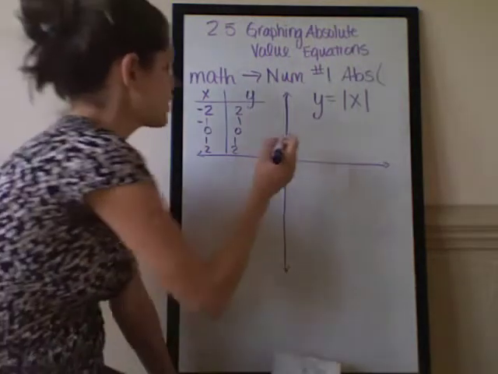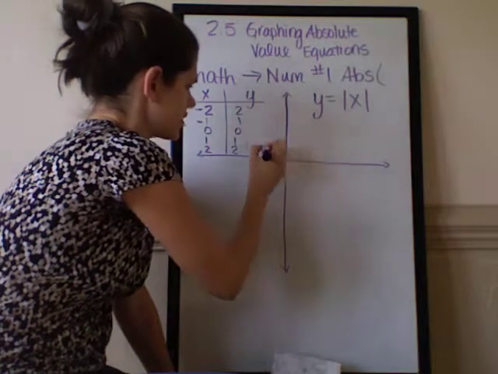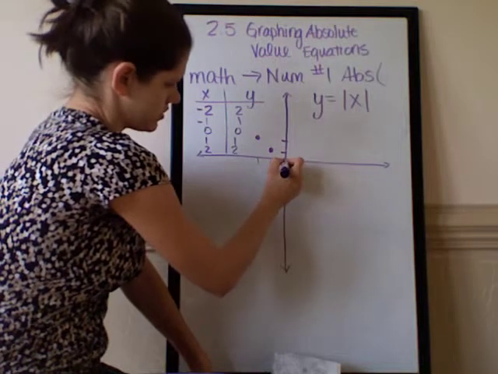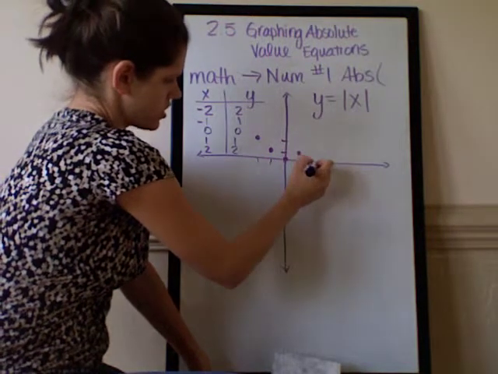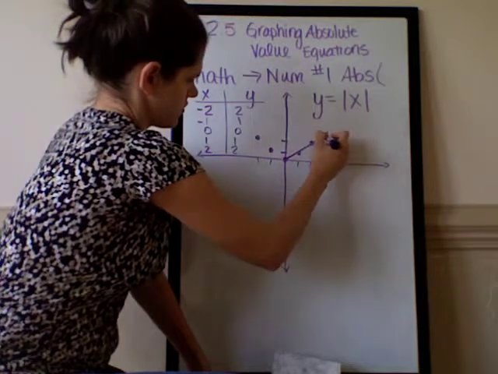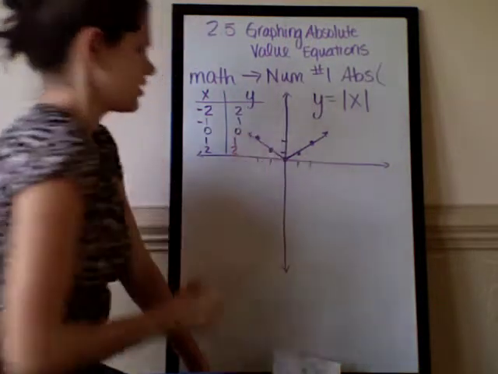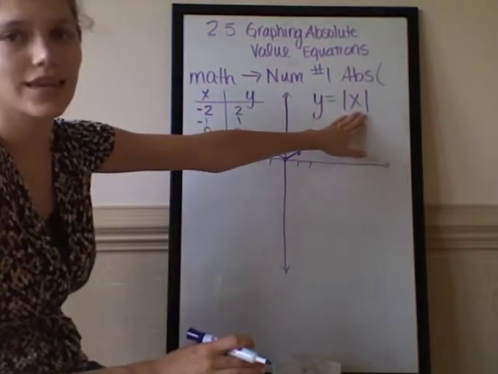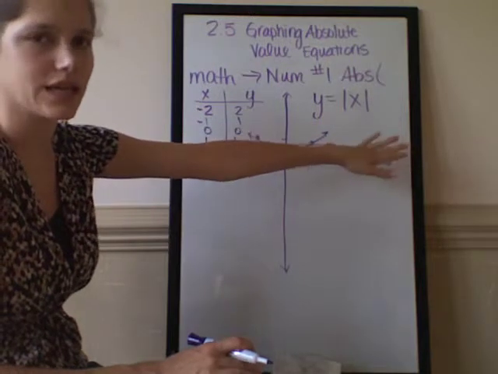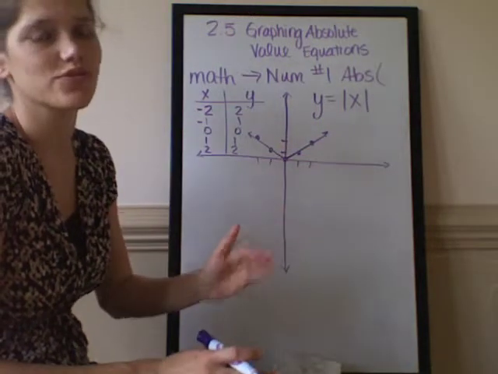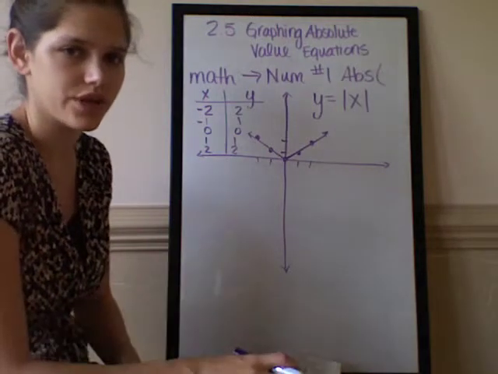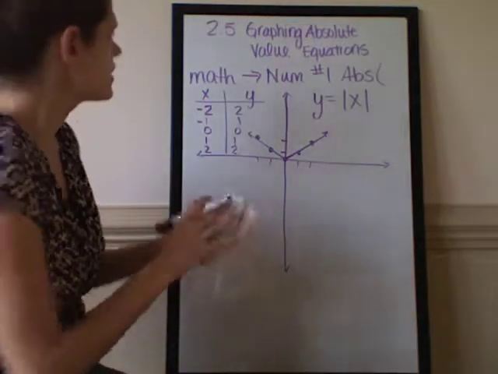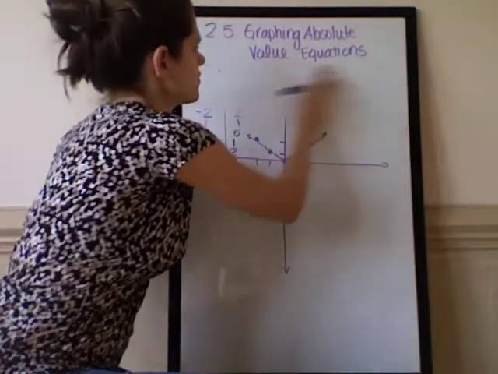So let's graph those. I've got -2, 2; -1, 1; 0, 0; 1, 1; and 2, 2. So that's what an absolute value function looks like, and that's just the parent function. That's without doing anything inside of the absolute value or outside of the absolute value. And we're going to talk about what happens when we change those numbers to start doing different operations inside the absolute value and outside the absolute value. Let's get some definitions down.